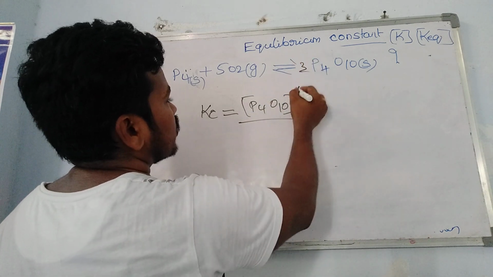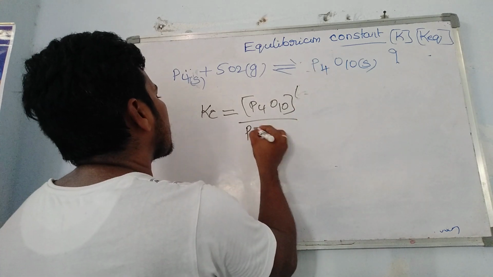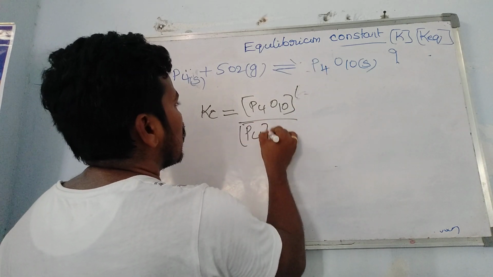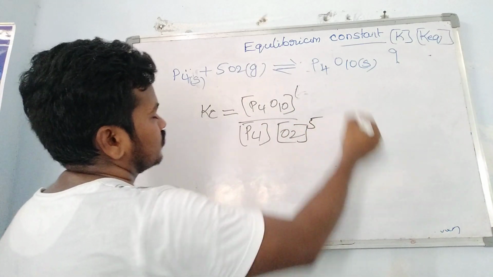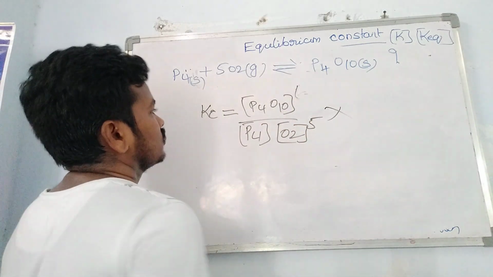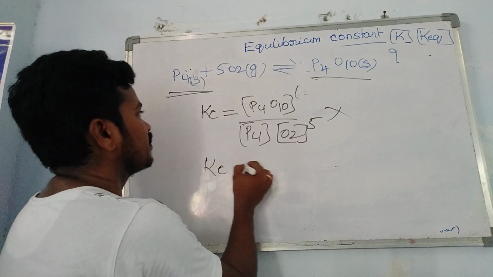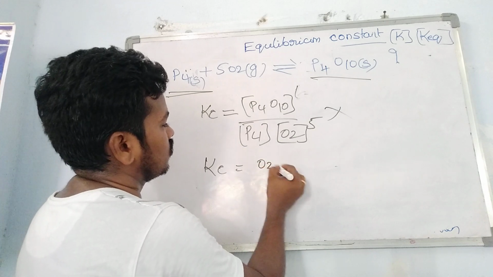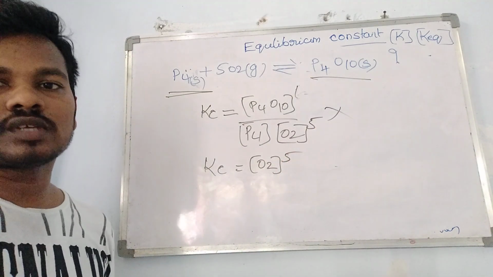If any 2 is there, we have to keep 2. If not, that's why we are not writing. So we can write P4O2, 5 is there, raised to power. Wrong. Why? Because solid we should not include it. So the expression will become only O2 to the power 5. Enough. O2 5 is enough.